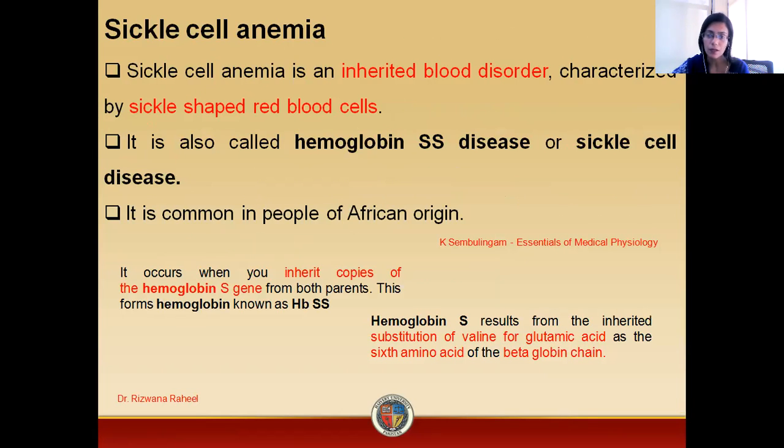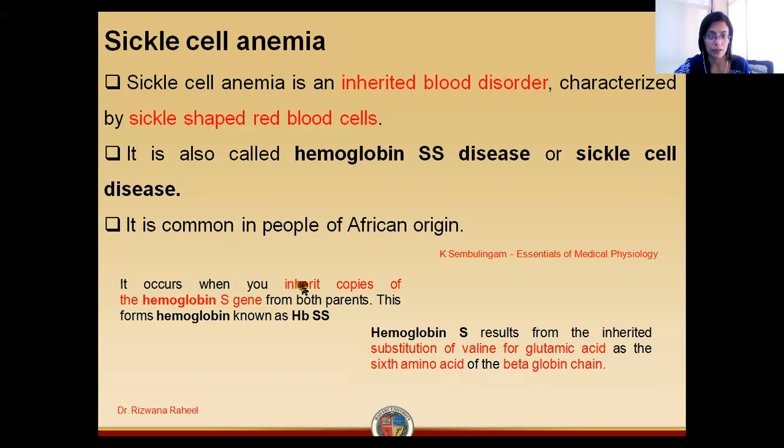Like thalassemia, sickle cell anemia is also an inherited disease in which we have RBCs which are in sickle shape, moon shape, crescent shape. From the center, the cell is thicker, while from the edges, we have thin, tapered edges. So, in sickle cell anemia, we have RBCs which are moon shaped, crescent shaped. This is basically an inherited genetic disease.